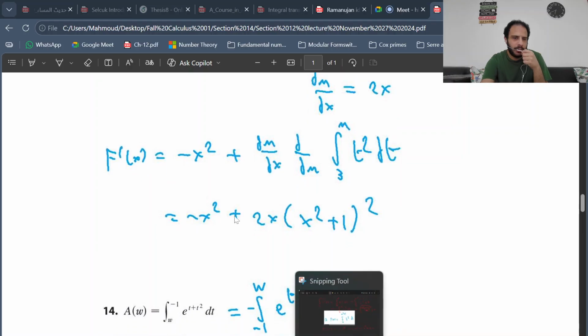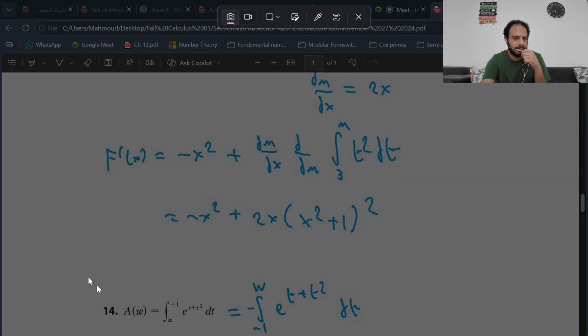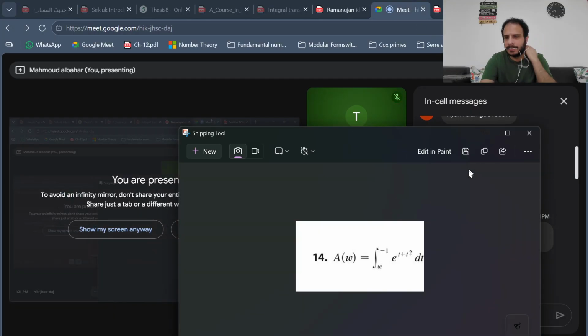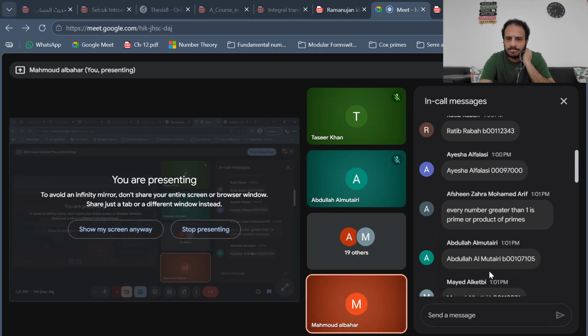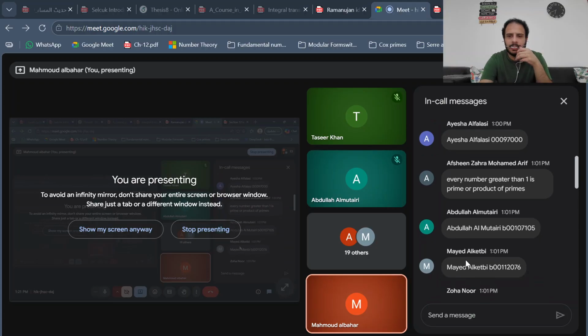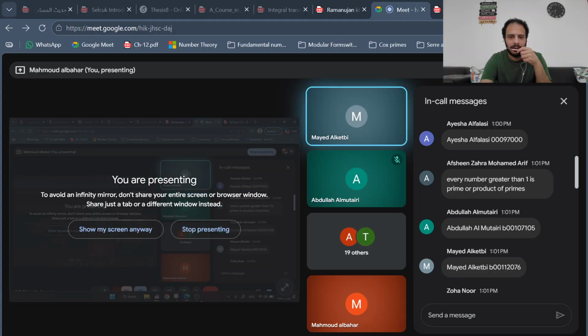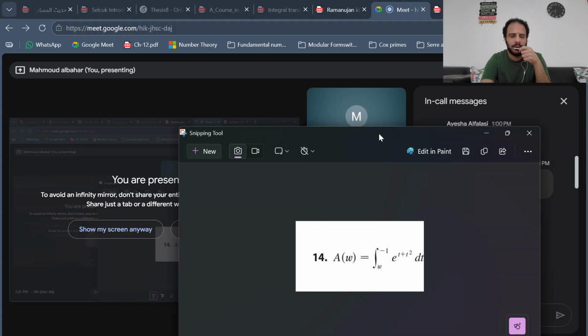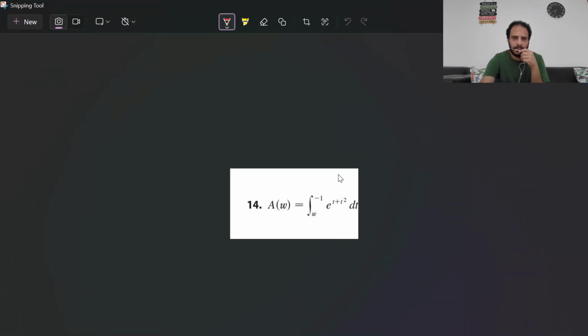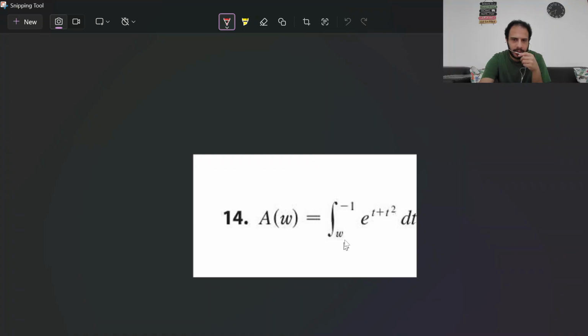Now we have this problem 14. Yes, doctor, please help me with this problem 14. You have A of w equals integral w to minus 1 of e to the t plus t squared dt. Do you know how to solve it? I need help. First, the rule tells you what? You should have a constant to the variable, x or w. In our problem you have w, so you need to have a constant to w.